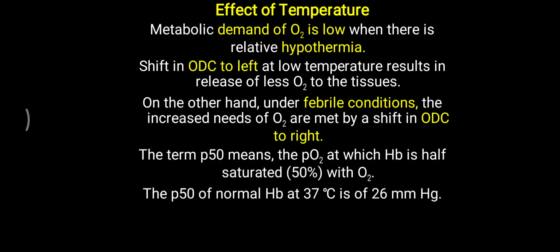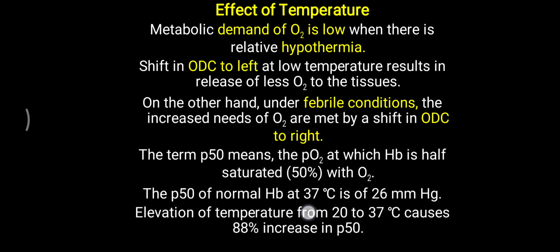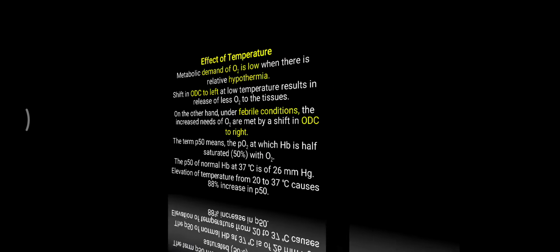So P50 means 50% saturation of the hemoglobin. P50 of a normal hemoglobin at 37 degrees centigrade is 26 mm of Hg. Elevation of temperature from 20 to 37 degrees causes an 88% increase in the P50. So P50 is increased with the elevation of temperature. Simply, for the ODC you have to remember hypothermia will shift the ODC to the left-hand side, meaning decreased release of oxygen from the hemoglobin as there is less requirement, but in febrile condition the ODC will shift to the right, and more oxygen is released from the hemoglobin. That is the simple thing related to the effect of temperature that you have to remember.